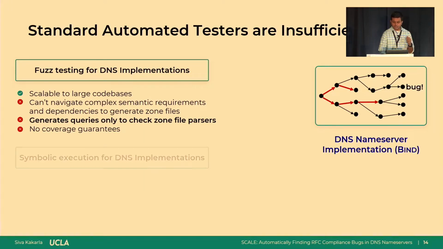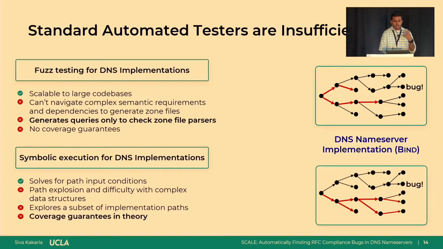The figure shows the expected tested paths of the implementation in red using fuzzing. On the other hand, we have symbolic execution of the DNS implementations. Symbolic execution is a static analysis technique that enumerates execution paths in a program and uses constraint solvers to produce an input that will take each enumerated path, so that you can cover many different program behaviors.